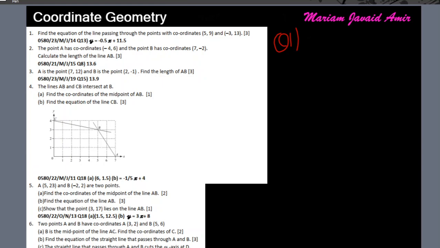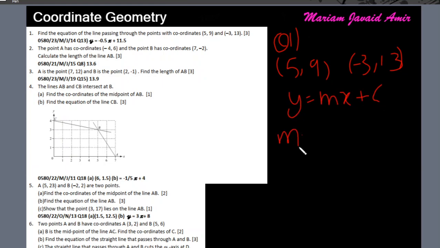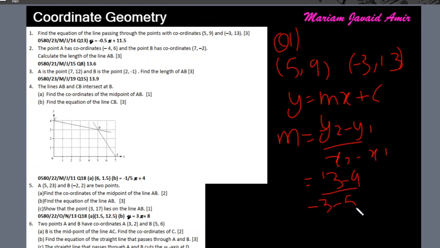which says find the equation of line passing through the coordinates 5, 9 and minus 3, 13. So we need the equation of line, which means we need it in the form y equals mx plus c. We first need the slope, which can be found using the formula y2 minus y1 over x2 minus x1. So 13 minus 9 over minus 3 minus 5. This gives us 4 in the numerator and minus 8 in the denominator, so this gives us minus half. So m is minus half.